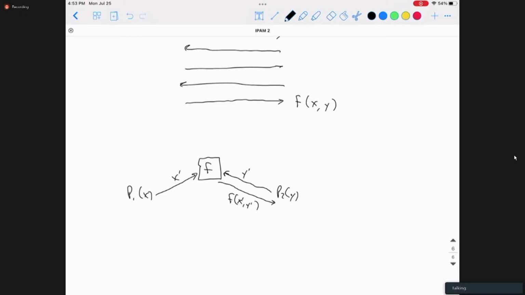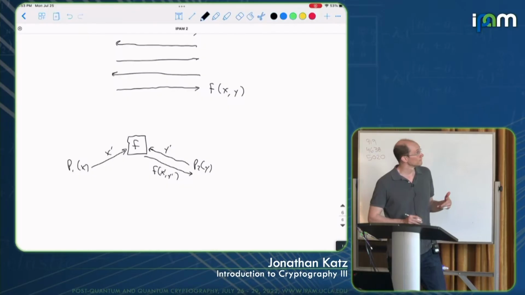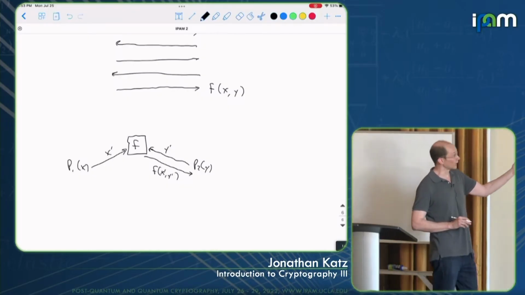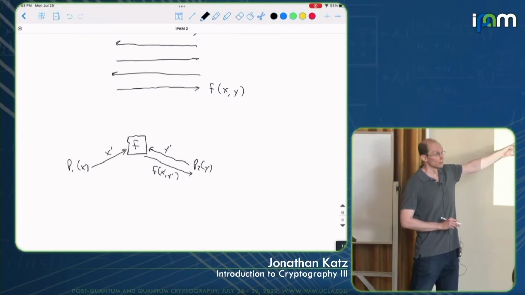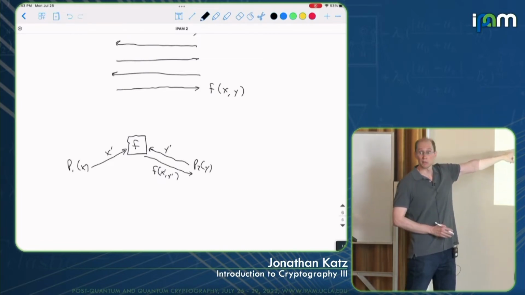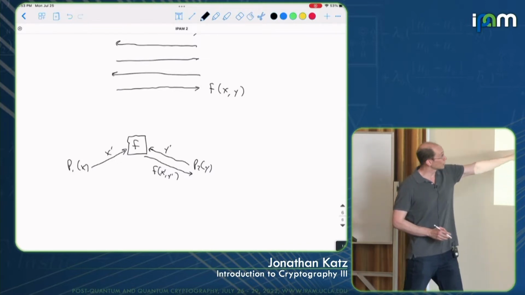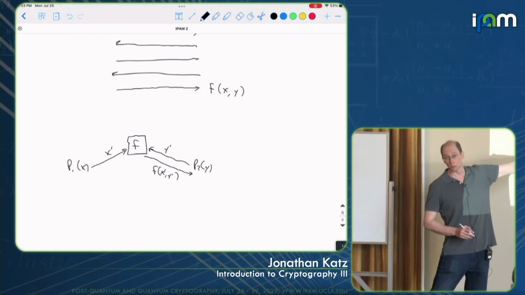There's just two parties having access to an external trusted helper. And you can see that all the properties we talked about before hold here as well, right? So P1 learns nothing about P2's input y, because P1 is learning no information at all. It's just sending a value to the functionality, and that's it. P2 is learning nothing about x other than the value of f(x, y').